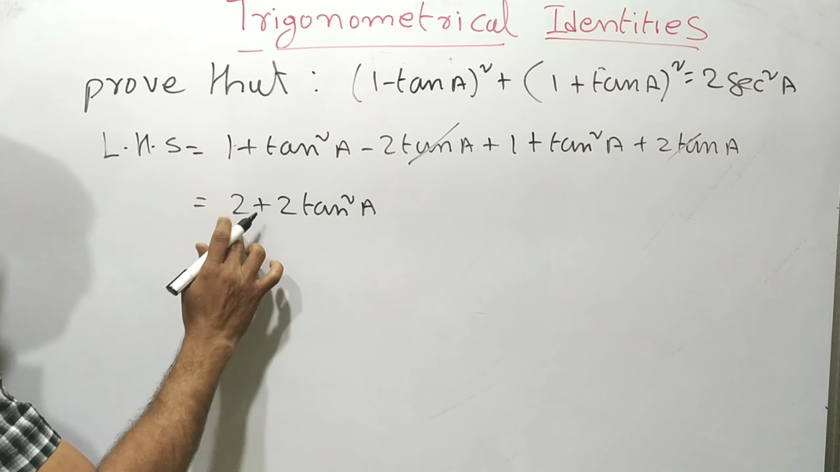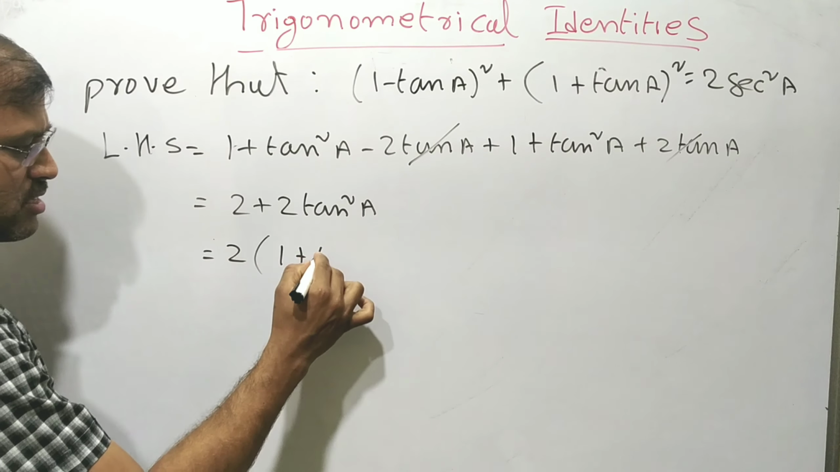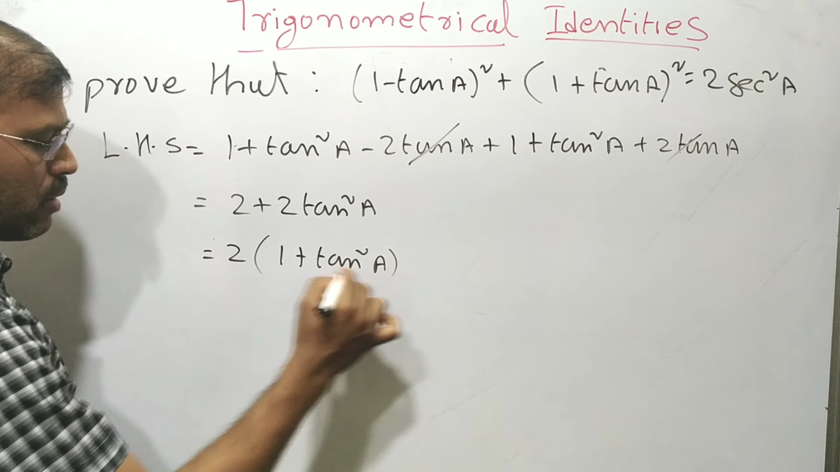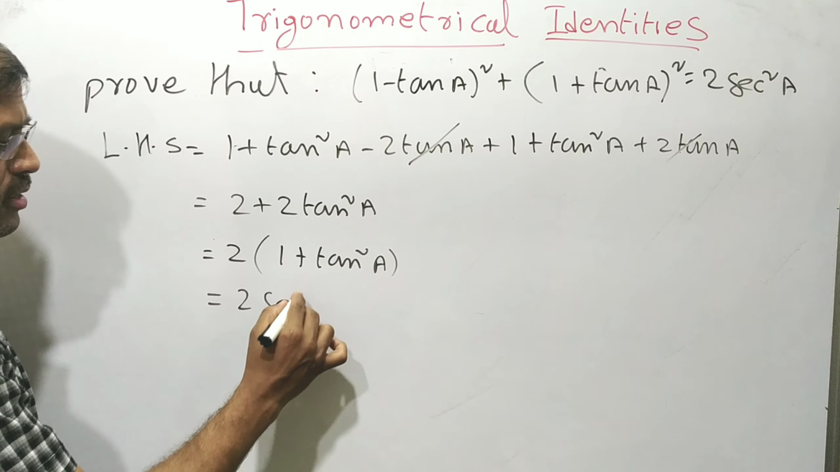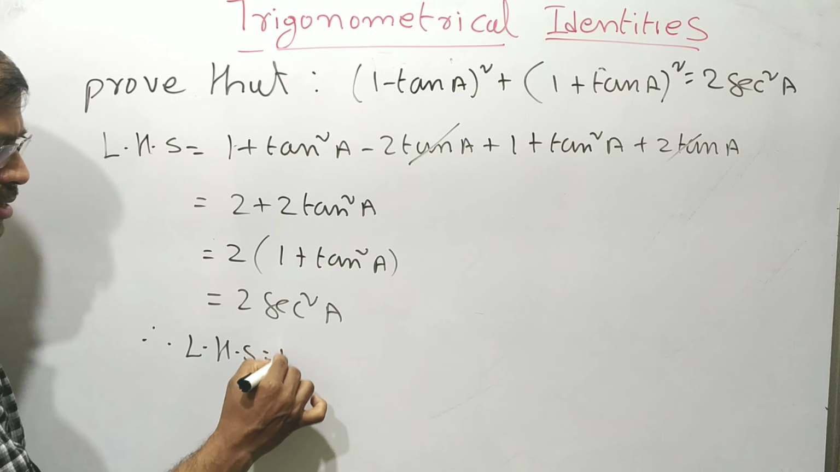In the both the things, I can take 2 as common out. 1 plus tan square A. 1 plus tan square A is what? Sec square A. Therefore, LHS equal to RHS.